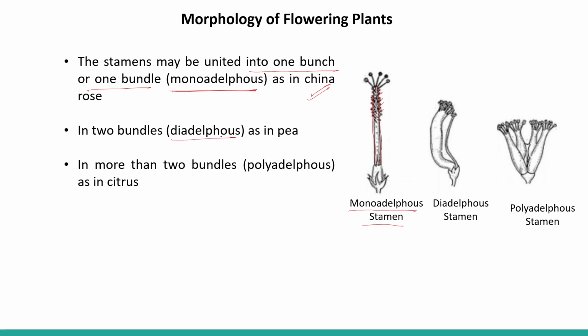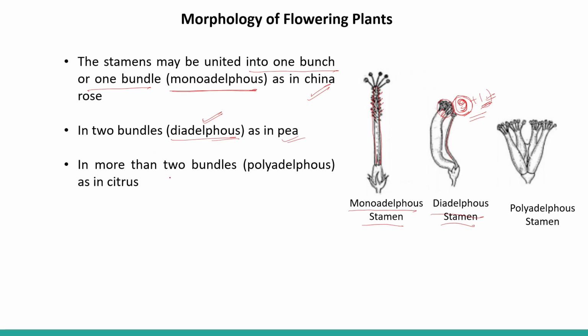The two bundle, diadelphous, as in pea. So here 9 plus 1 condition. So all the stamens are united. So that is the 9. 9 stamens united. Okay, and one stamen is free. So two groups. We have two groups. One group has 9 stamens and another group has only 1 stamen. So 9 plus 1 condition. But two bundles are there, then it is called diadelphous. So this is the diadelphous stamen condition.